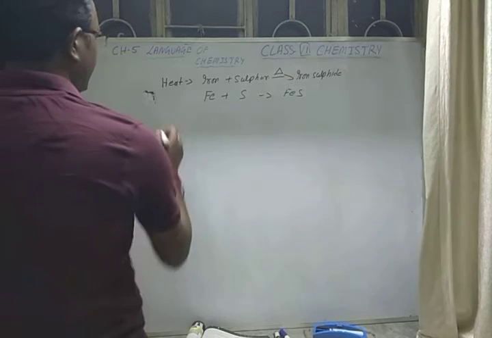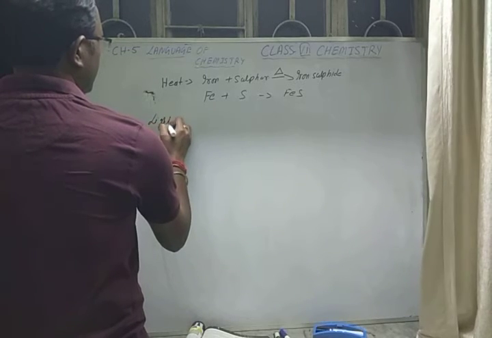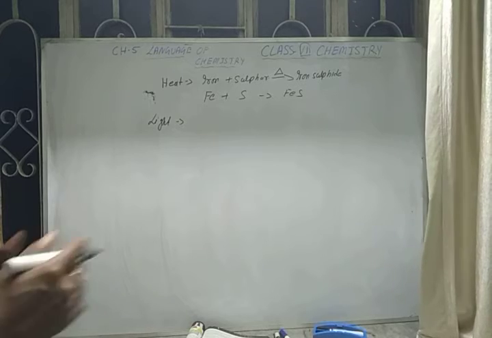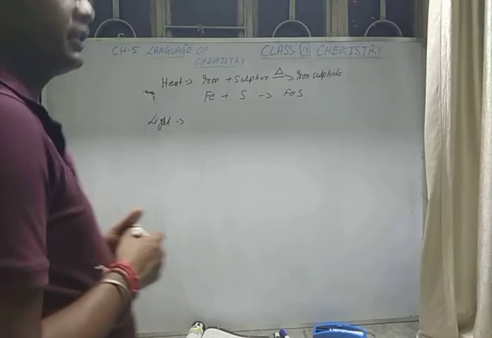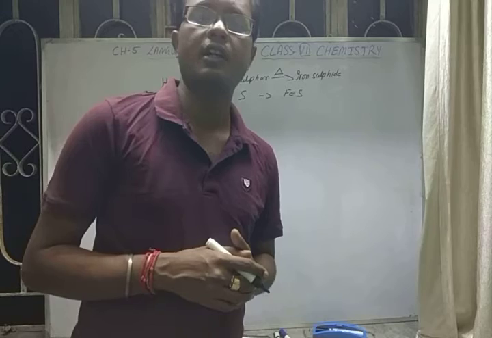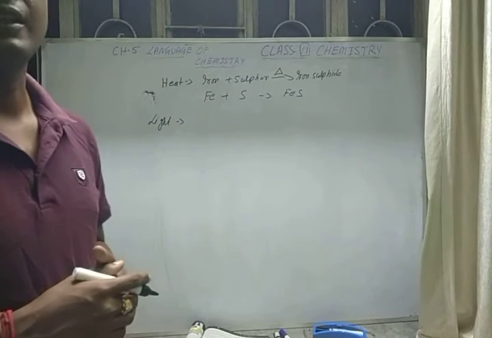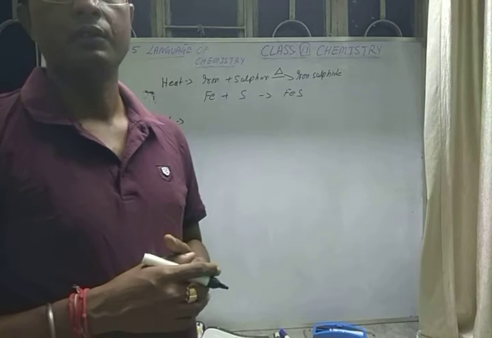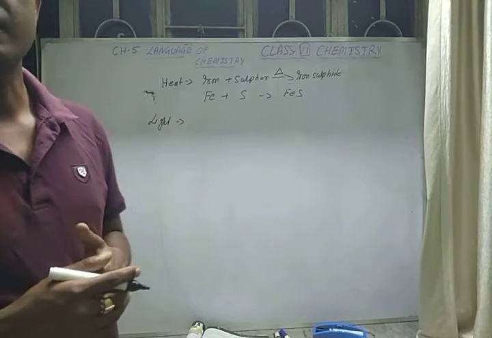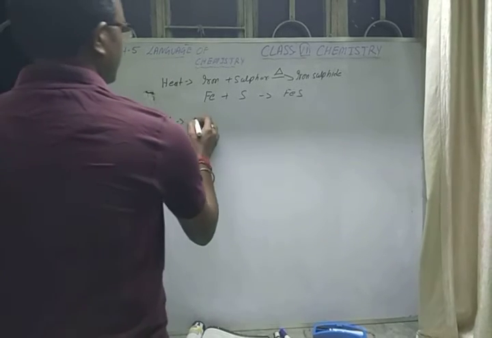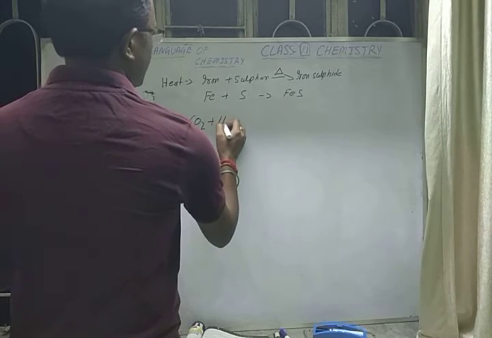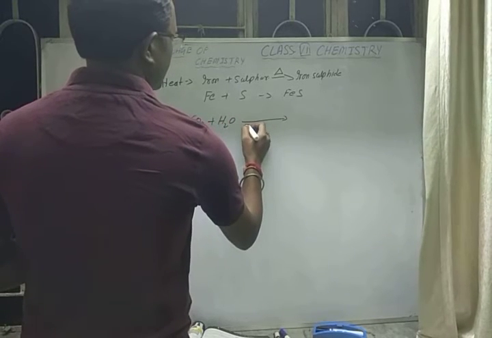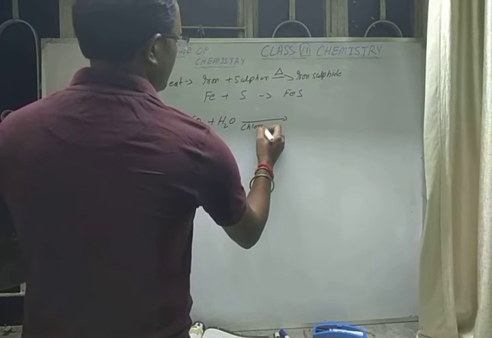Next point is light. Light is also required for chemical reaction. A very common example is photosynthesis. Because without light, photosynthesis does not happen. Unless and until chlorophyll traps the sunlight, plants will not be able to prepare their food. So they need that sunlight. For that, what do they need? Carbon dioxide plus water in the presence of chlorophyll.